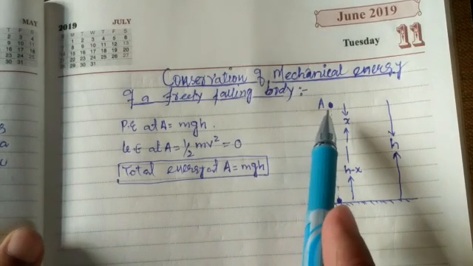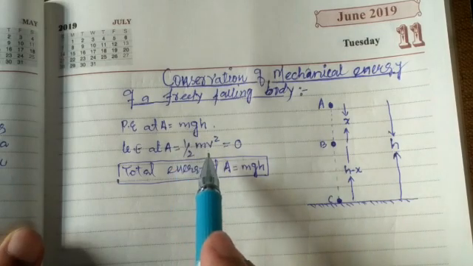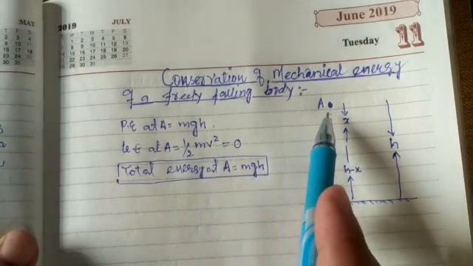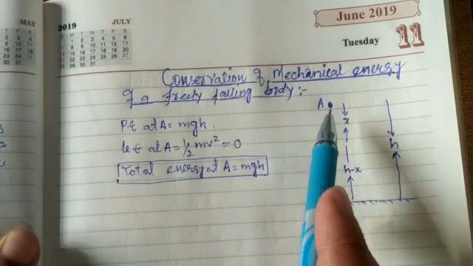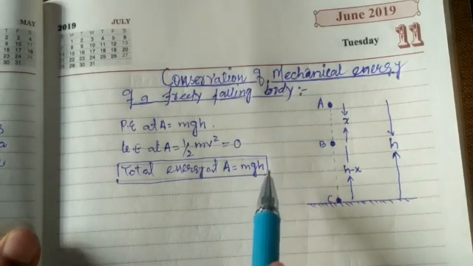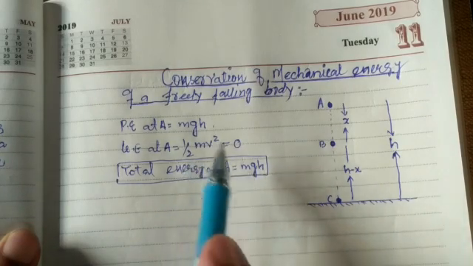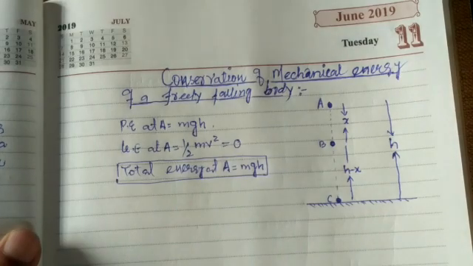At point A, the total energy of the body is the sum of the potential energy and the kinetic energy. As the kinetic energy vanishes because the body is at rest, the body is having only one energy, that is the potential energy, because of the height factor, and that is simply mgh. Then total energy is the sum of the two, and total energy comes out to be mgh.